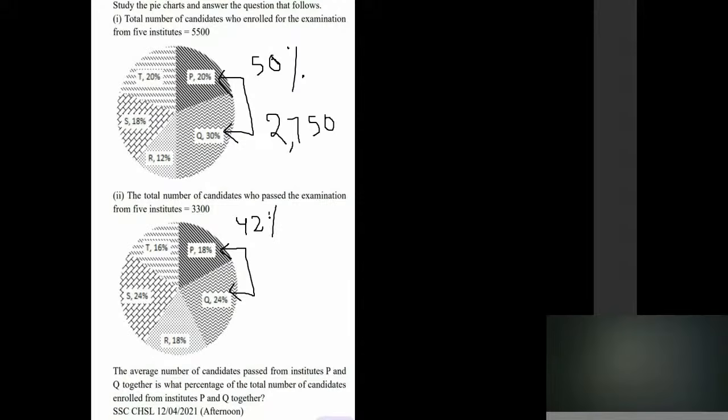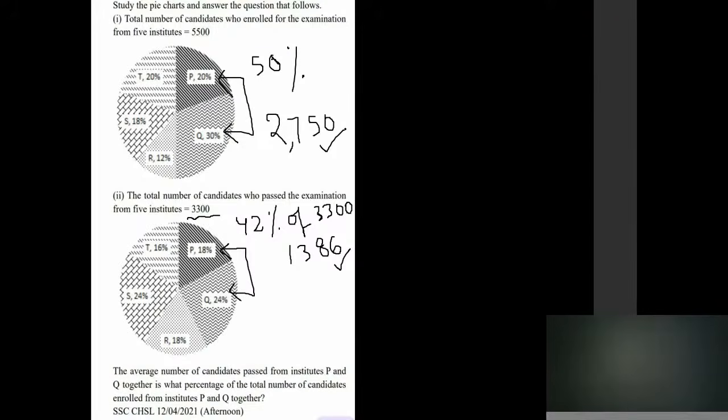Total number of all the passed students is 3,300. So in that, 42% passed from P and Q institutes both. So 42% of 3,300. 42% of 3,300 means 3,300 by 100. If you cancel that one, it will be 33. So which is equal to 42 into 33. 42 into 33 means that is equal to 1386. So 1386 people passed from P and Q institutes out of 2750 total enrolled.